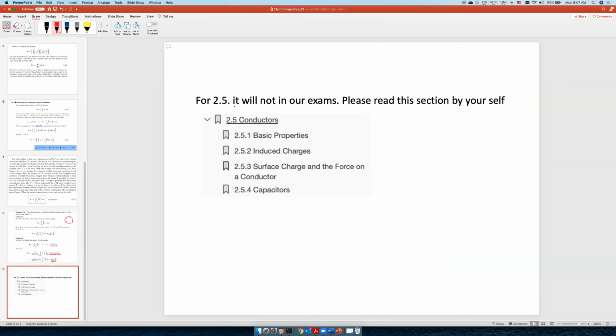For chapter 2.5, it's conductors. We're not going to include conductors in our exams. So please read this section by yourself. It won't be on the exams. So when preparing for our final exams, perhaps what you want to do is just focus on 2.1 to 2.4. Okay, that's all for today.